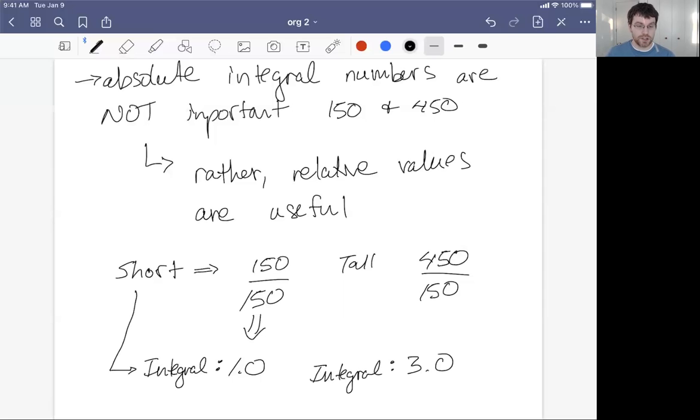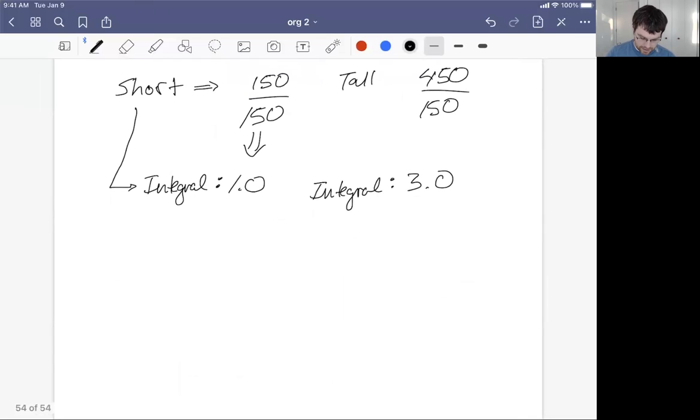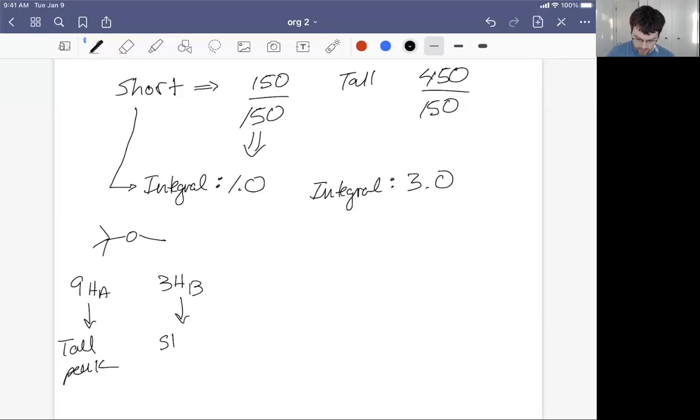This is really interesting because that is the same ratio of the two hydrogen environments that we would have expected to see. When we come back to this molecule, we saw that we had 9 HAs and 3 HBs. So what we can infer from these integrals is that the 9 HAs corresponds to the tall peak, and the 3 HBs corresponds to the short peak.